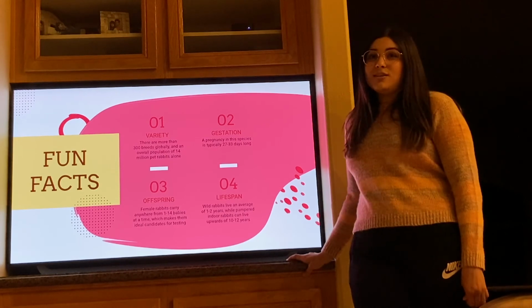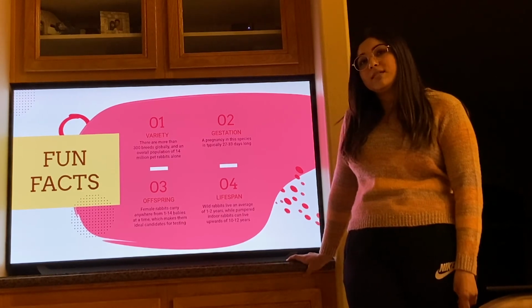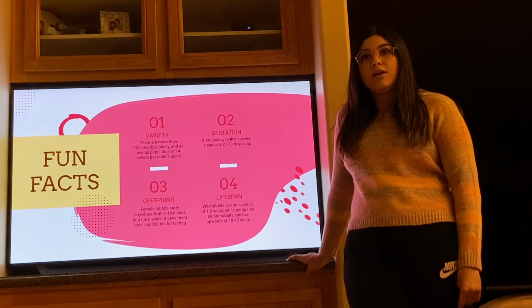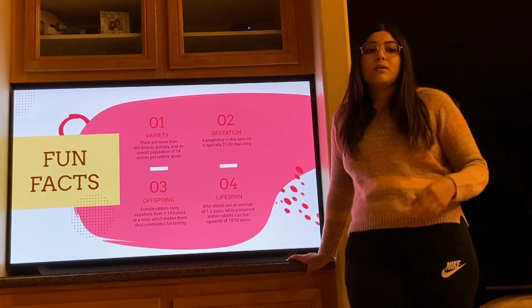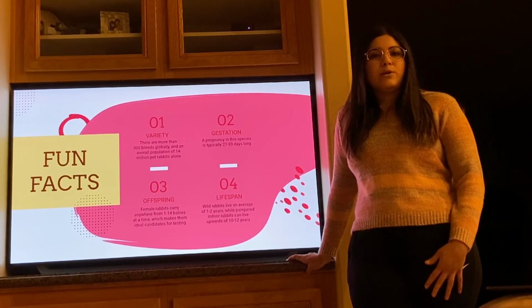Then we're talking about the gestation. The gestational period for a rabbit is typically between 27 to 33 days, but it can vary slightly lower, or upwards towards the 40s.